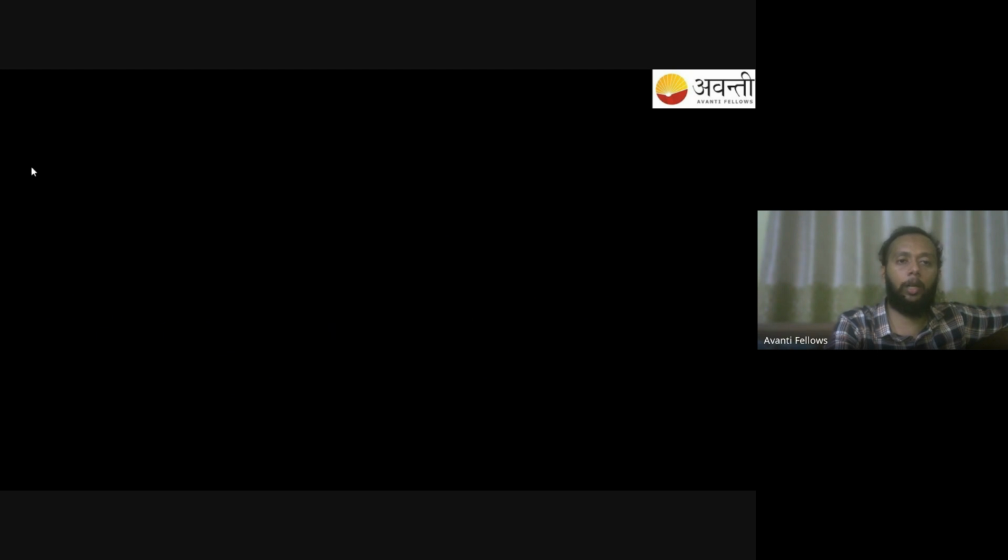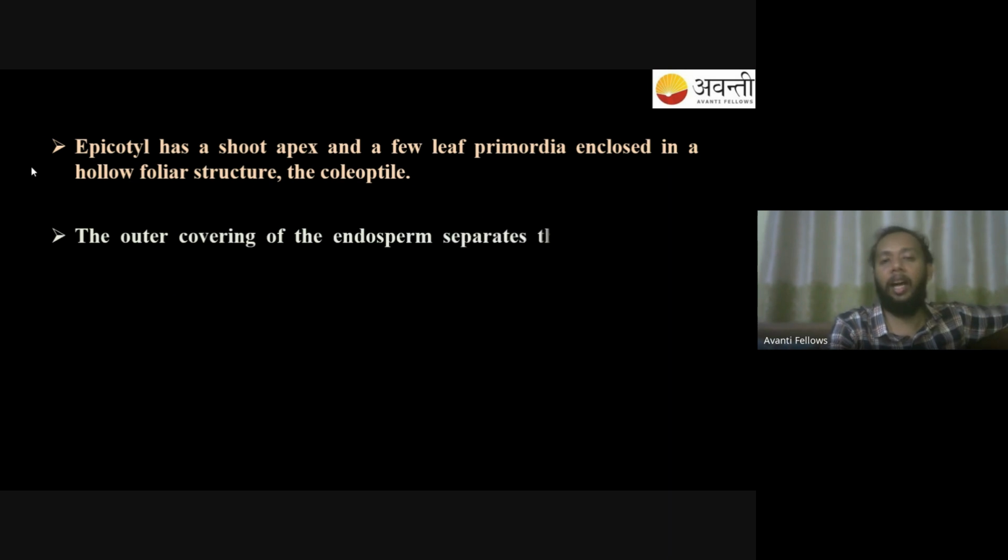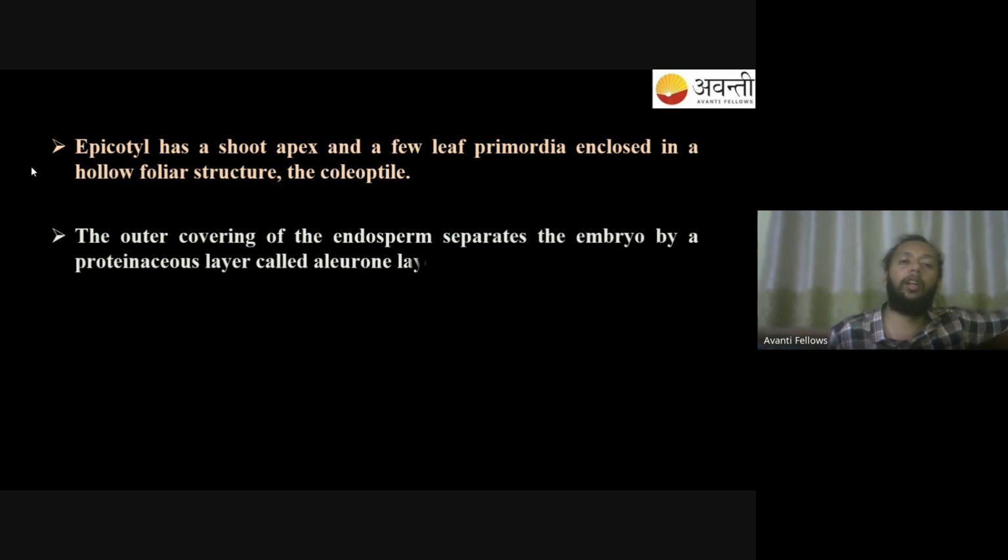So that is something you will get to see. The epicotyl has a shoot apex and a few leaf primordia enclosed in the hollow foliar structure called the coleoptile. So it's something I've told you. You will have the epicotyl, and you will have the outer covering of the plumule, that is the coleoptile, enclosed in a hollow foliar structure called the coleoptile.